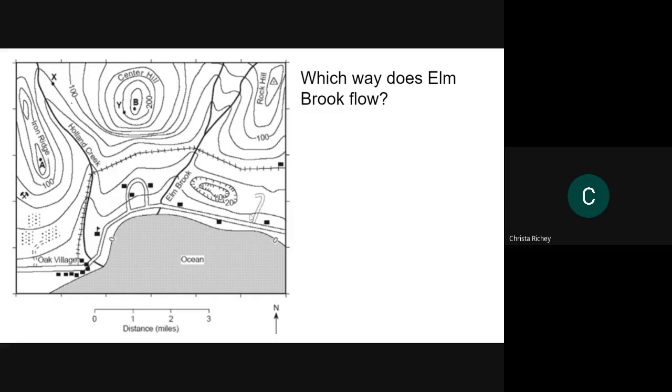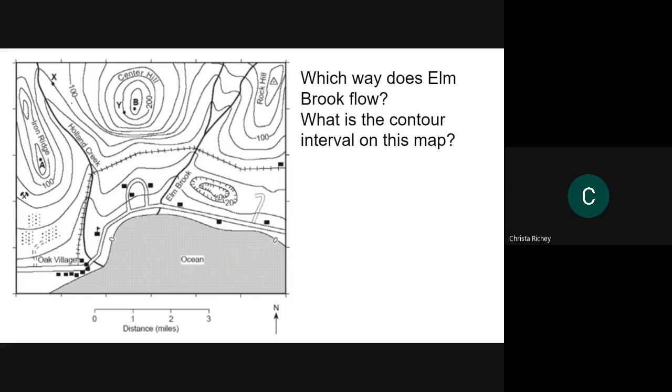Okay, this is where we actually have application. Elm Brook. Here's Elm Brook, right here. Which way does it flow? It comes from the northeast. It's flowing southwest. That is the thing that people get backwards. The V up here is pointing the way that the river's coming from. It's going in the direction that it's not pointing at.